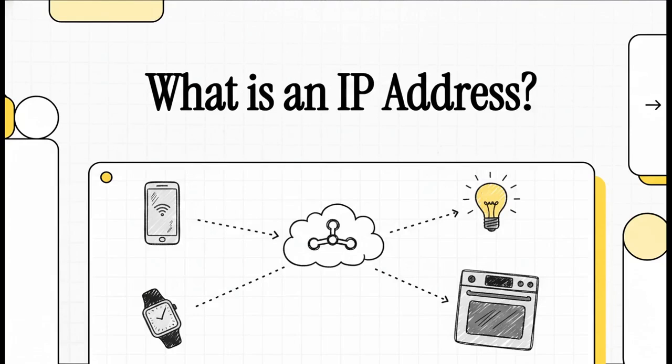Ever wondered how the internet actually works? I mean, really works? It all boils down to this simple string of numbers called an IP address. And just about everything connected in your house has one. Your phone, your watch, your smart light bulbs, maybe even your oven. It's the secret sauce that lets our entire digital world talk to each other.